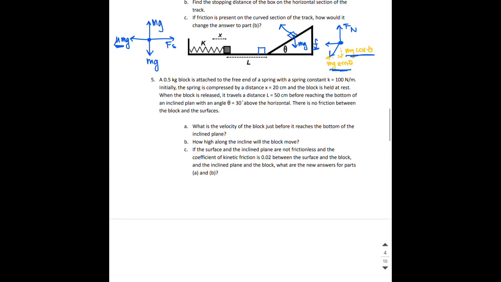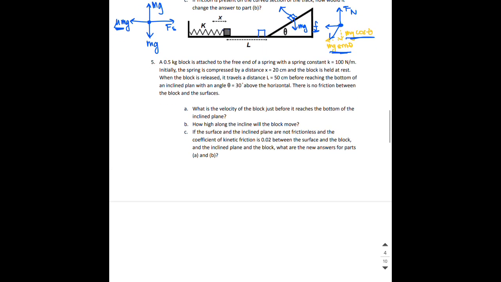Okay, so in this question, I'm doing problem number 5, but part C. We already did part A and B in class, so we're going to redo part A and B now when there is friction on the surface that the object is sliding on. So the first part is to solve for velocity when it reaches the bottom of the ramp. So that's this position right here.